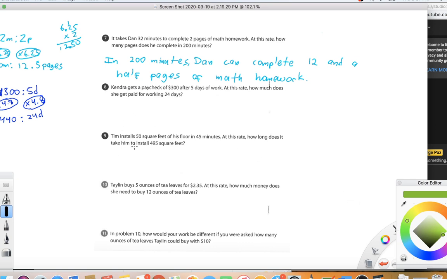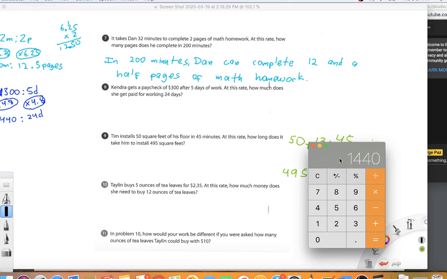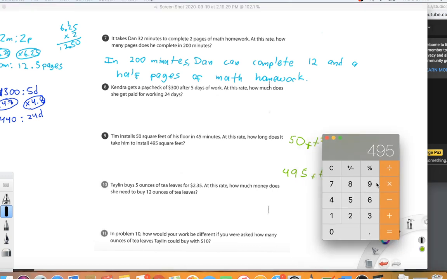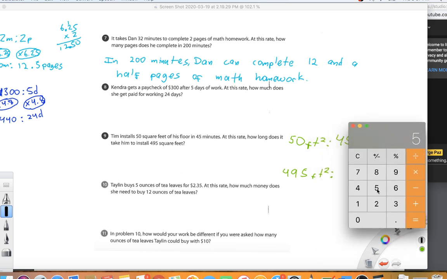It says Tim installs 50 square feet of his floor in 45 minutes. So he does 50 square feet in 45 minutes. At this rate, how long does it take him to install 495 square feet? Again, I don't know a number that multiplies nicely from 50 into 495, so we're going to use division. So we're going to do 495 divided by 50.